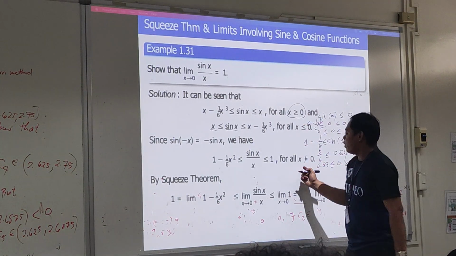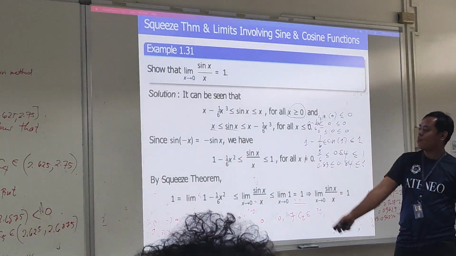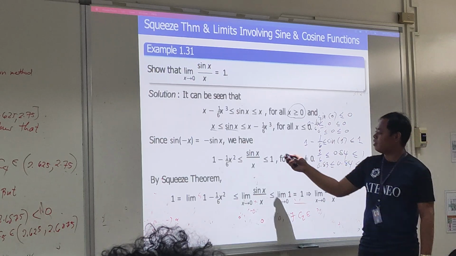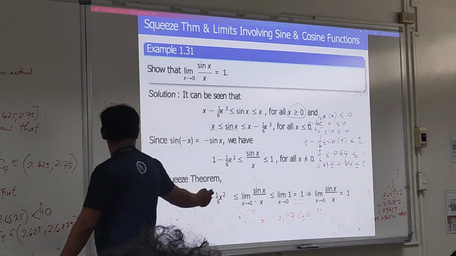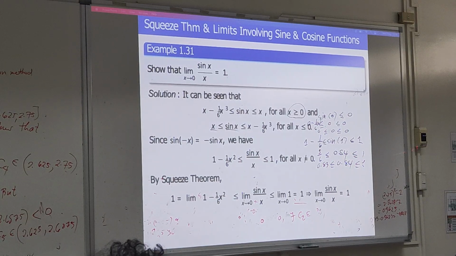For x not equal to 0, you will now have this one: 1 minus 1 over 6x squared is less than or equal to sine x all over x, which is less than or equal to a constant. So with that, divide both sides now by x, and we will get this first one. So your x is now restricted to not equal to 0. In division, your divisor should not be equal to 0 to be defined.